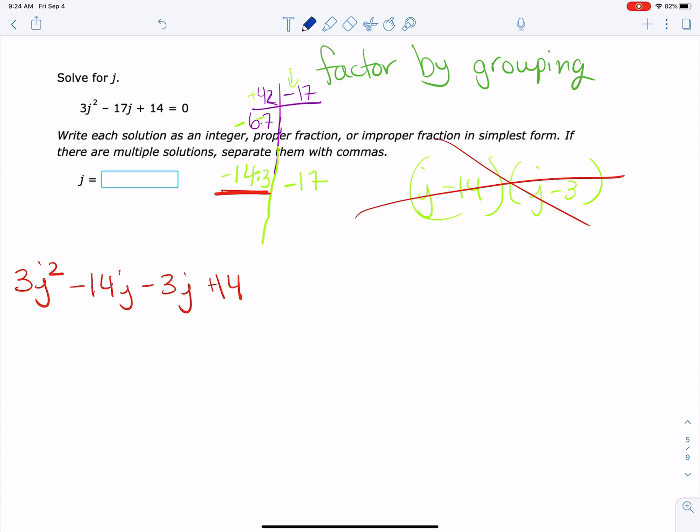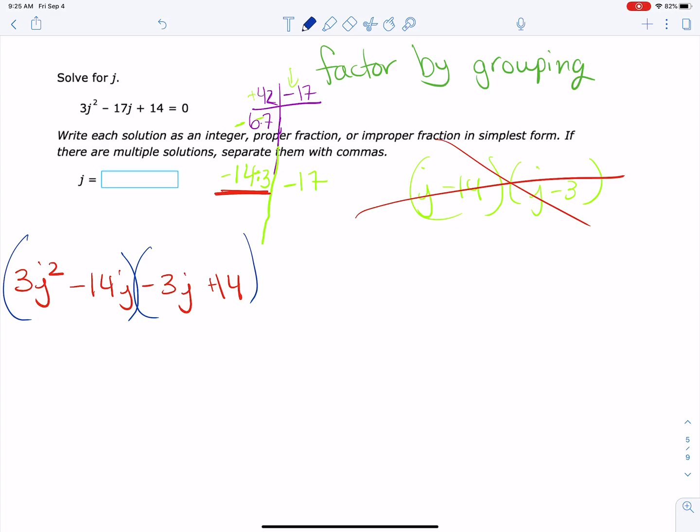The next thing we're gonna do, oh, by the way, order doesn't matter here. You could have put the 3j first and 14j second. You still would have gotten the same thing, okay? Now what we're going to do is we're going to group them. Group the first two, group the second two, okay? And then you're just looking to take out your LCD, whatever you can.